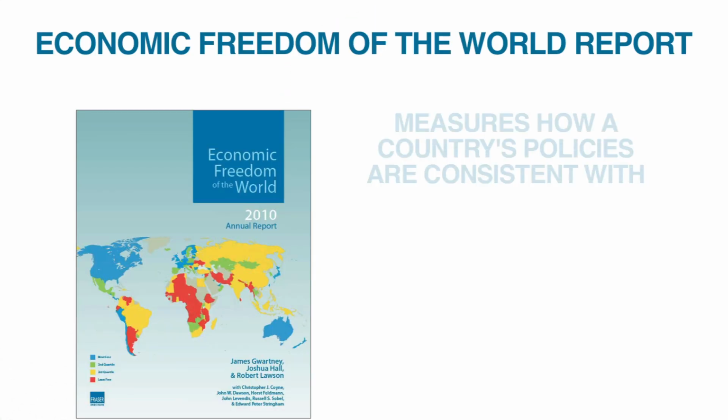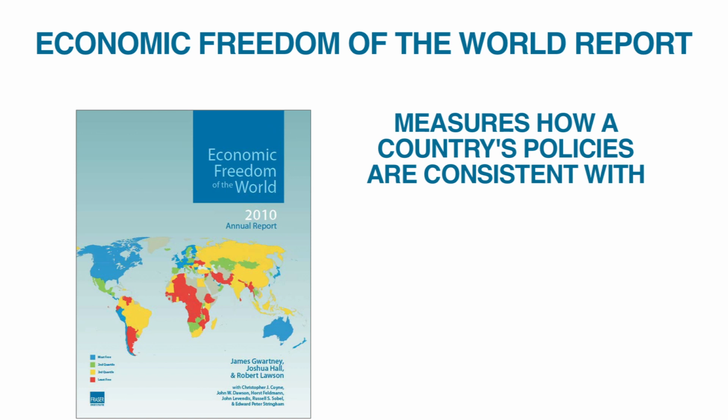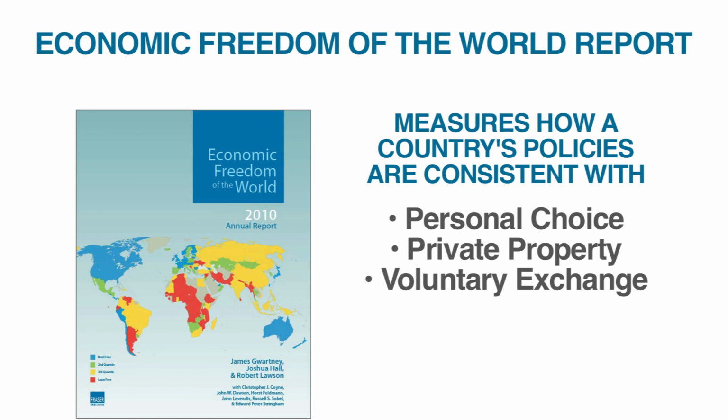How would we know? The Economic Freedom of the World Report measures how a country's policies are consistent with personal choice, private property, and voluntary exchange, the economic system that Adam Smith advocated. We can use these measures to rank a country's economic freedom and then see how freedom is related to growth.